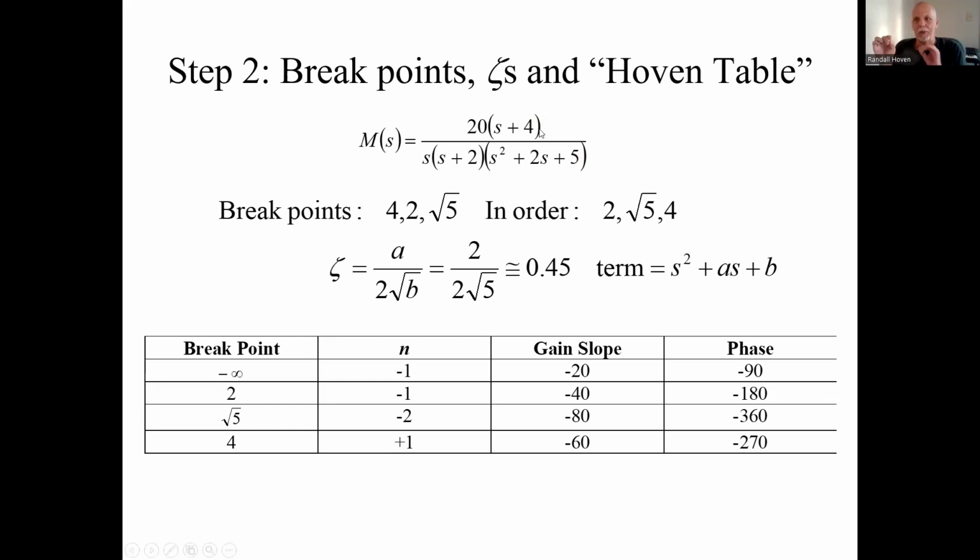Unfortunately, in this example, they're awfully close together on a log scale. We'll talk about that in a minute. So those are our breakpoints. And in order, they are this: 2, square root of 5, 4.